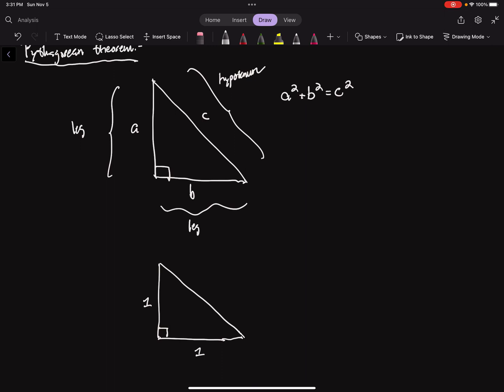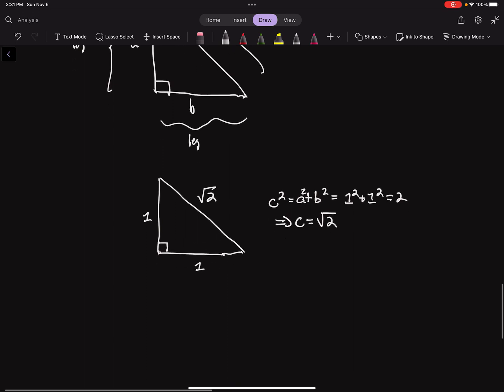Well, by Pythagorean theorem, c squared equals a squared plus b squared. And in this case, that's 1 squared plus 1 squared, which is 2. So c should be root 2. Okay, so far so good, yeah?